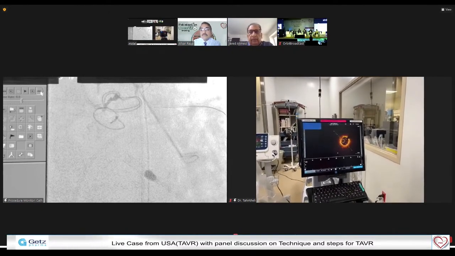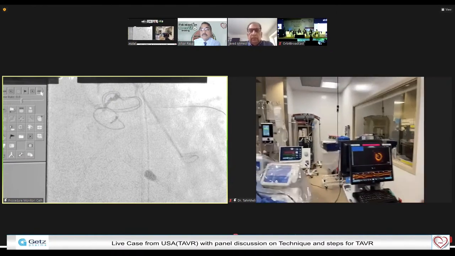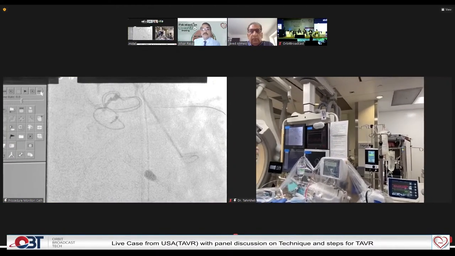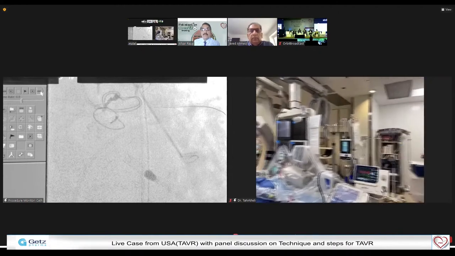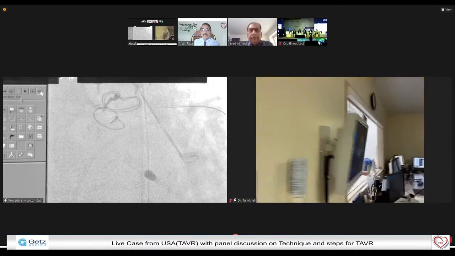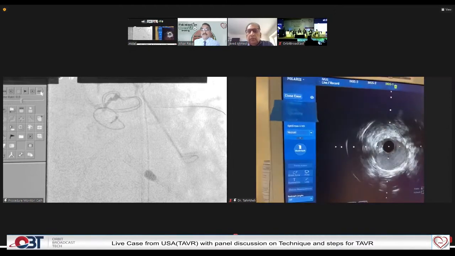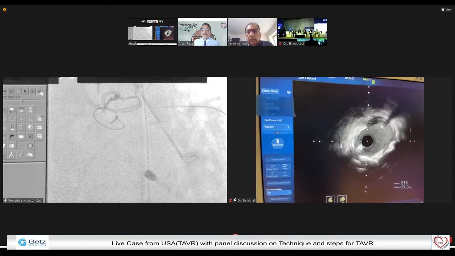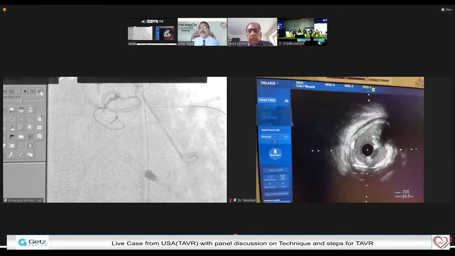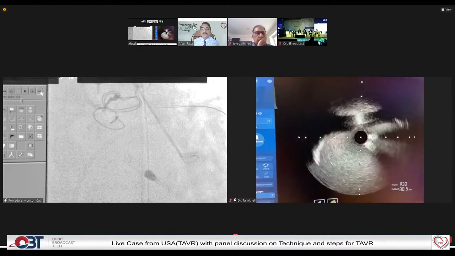So we also did the IVUS. Let's see the IVUS. We can just look over here on the screen. Can you play IVUS 1? You have to get closer a little. Okay. There are two wires. There is some reverberation artifact. I was coming back into the aorta.